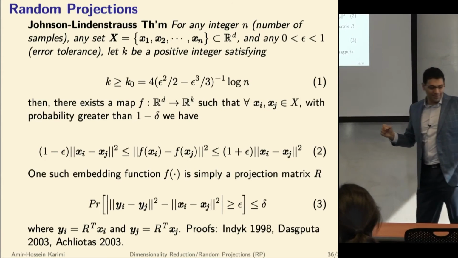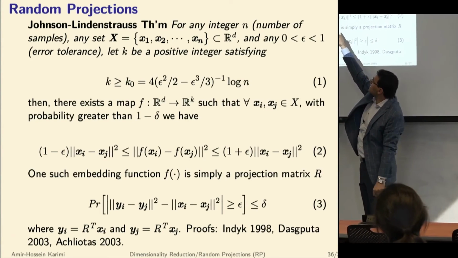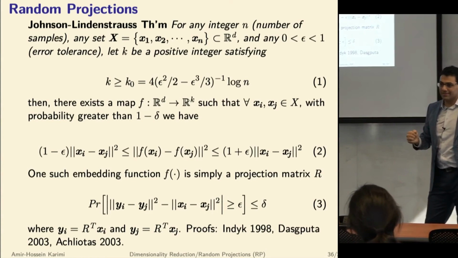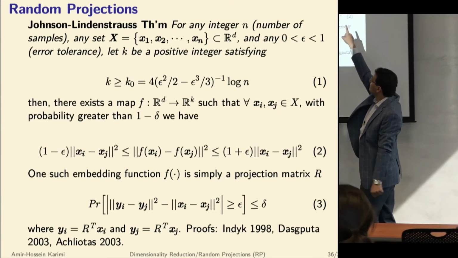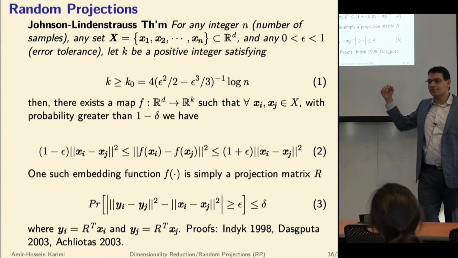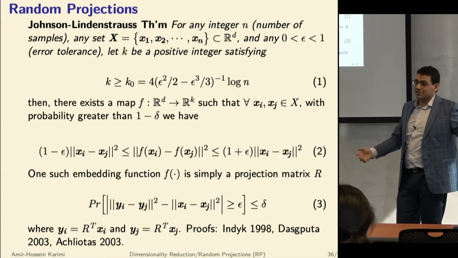Now, the interesting fact about this theorem is that this new dimensionality k has no dependence on the original dimension d. You don't see any d in that lower bound. You only see n. N is the number of points. So your d could be 1,000,000 dimensions, it doesn't matter. It could be 100 dimensions, it doesn't matter.